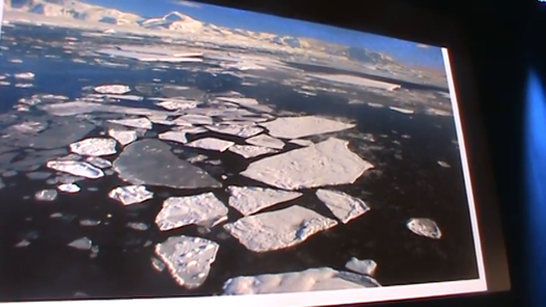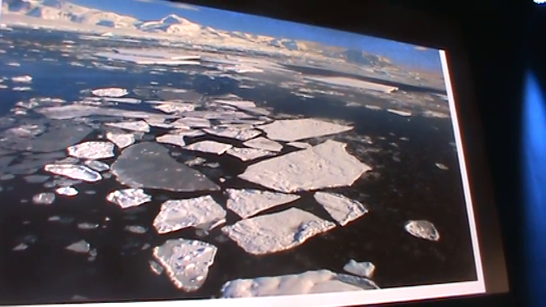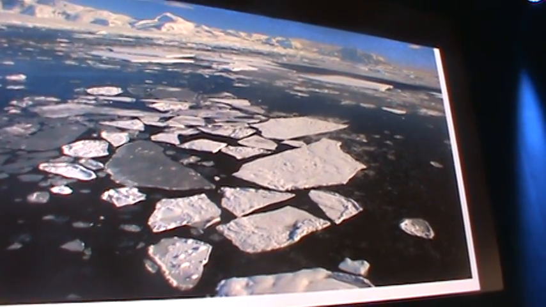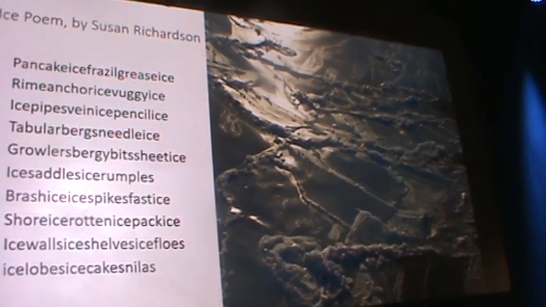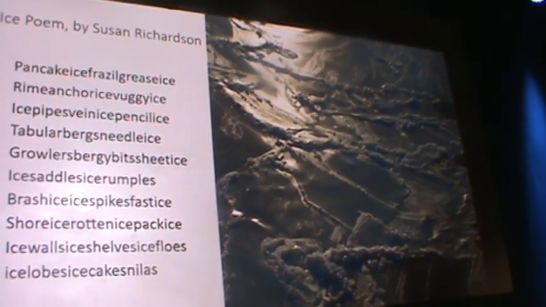And I'll just leave you with a poem. This is a poem using all the different names of the ice, and it's called Ice Poem.